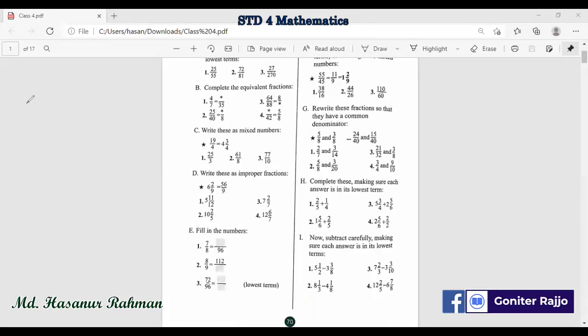Now number 8. Number 8 says complete this, making sure each answer is in its lowest terms. So number 1, that is 2 by 5 plus 1 by 4.